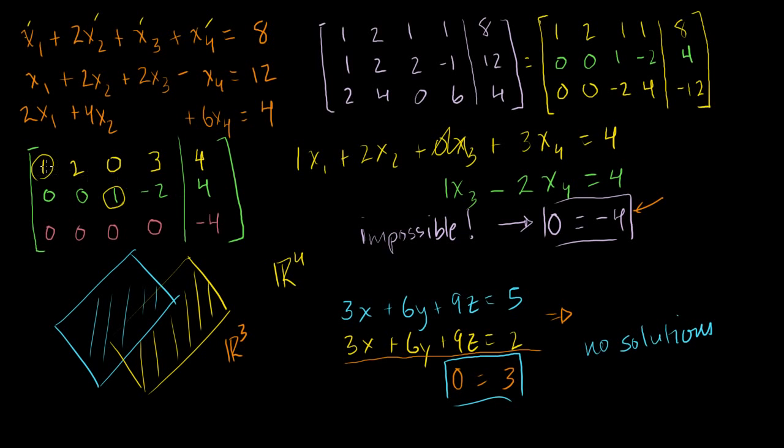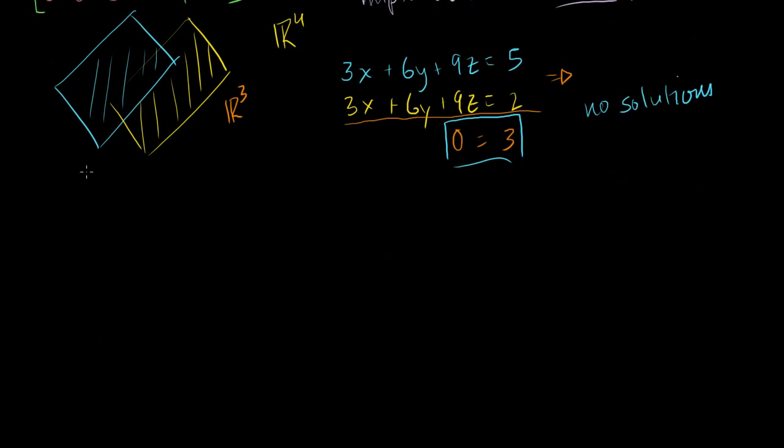If you have the same number of pivot variables, the same number of pivot entries as you do columns, so let me write this down. This is good to know. If you have 0 is equal to anything, then that means no solution. If you're dealing in R3, you're probably dealing with parallel planes. In R2, you're dealing with parallel lines.